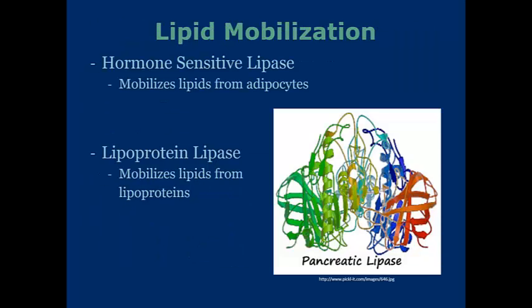Lipid mobilization occurs in two sorts of lipase processes. Hormone-sensitive lipases mobilize lipids from adipocytes. If you remember, adipocytes are the fat cells. Lipoprotein lipase will mobilize lipids from lipoproteins, or proteins that contain lipids within them. To the bottom right is a diagram of pancreatic lipase and what it looks like. As you can see, it has a quaternary structure.